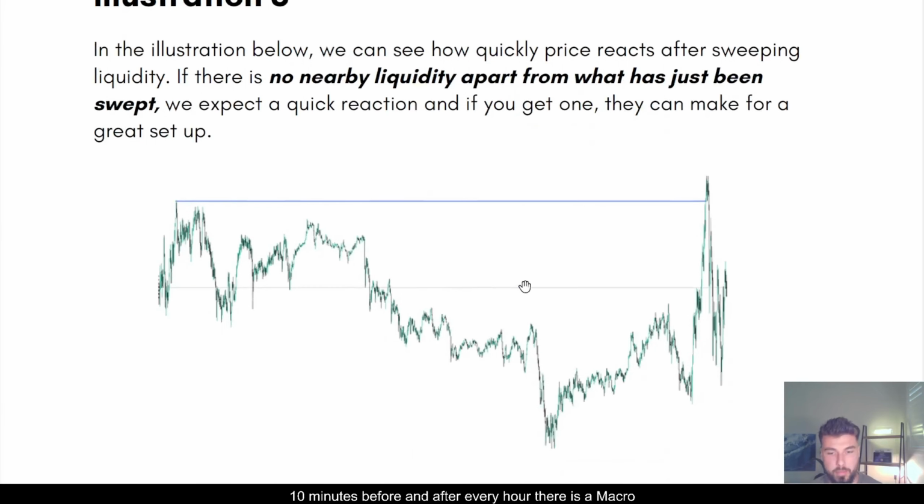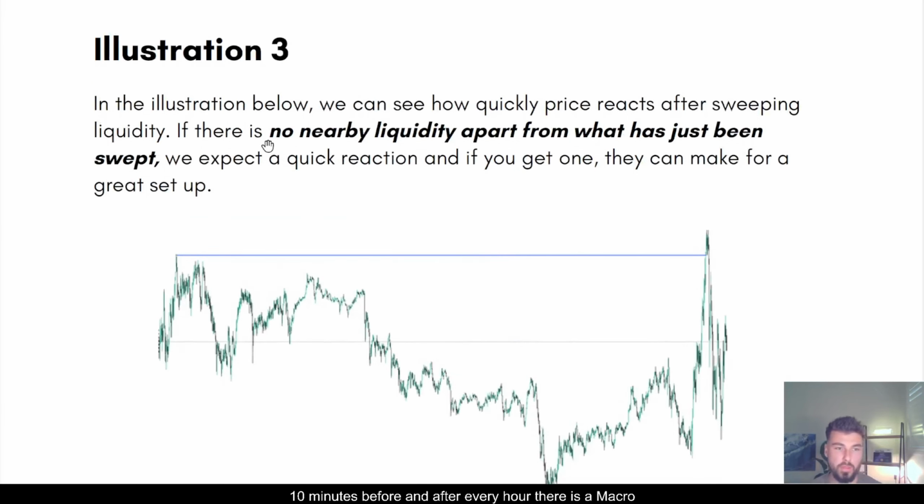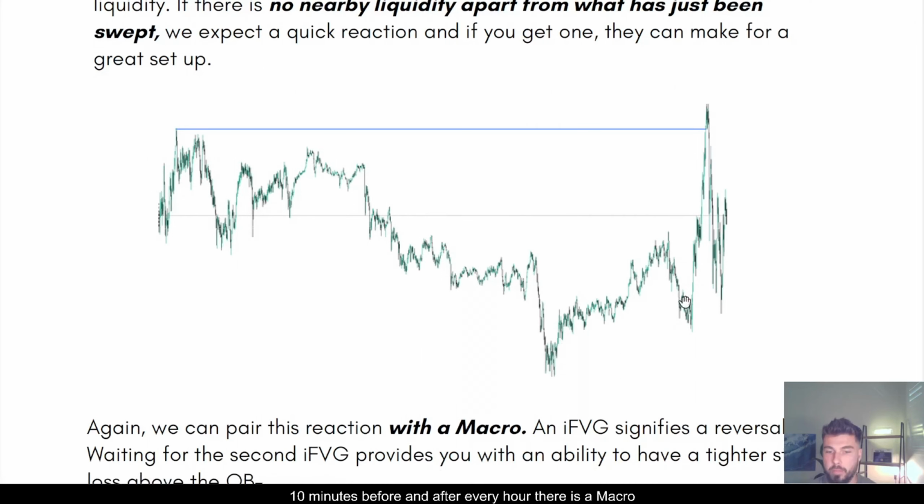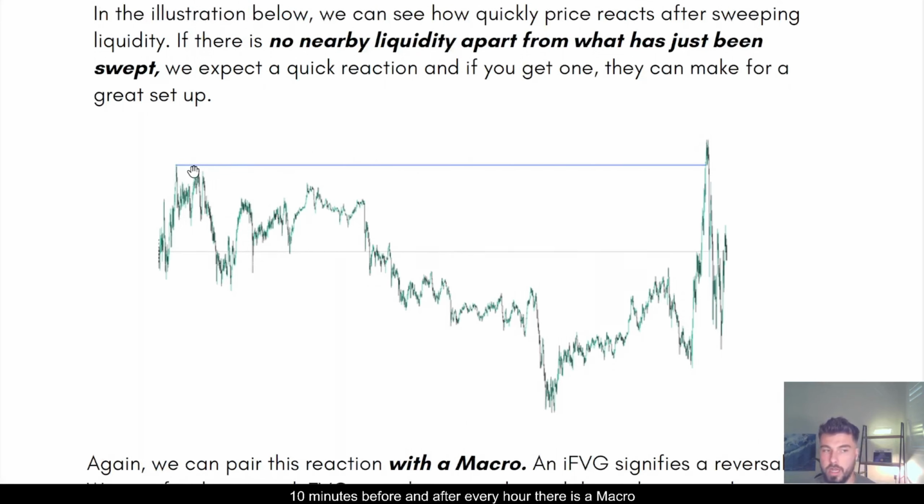Now, in this example, I just want to talk through this text here. If there is no nearby liquidity apart from what has just been swept, I expect a quick reaction. What do I mean by that? Well, see how you got all these swing highs here, and price pushes up and sweeps that high. If on the 1 minute chart, I do this all the time, there is nothing over here, I can't see anything over there. There's nothing there. There's no swing highs.